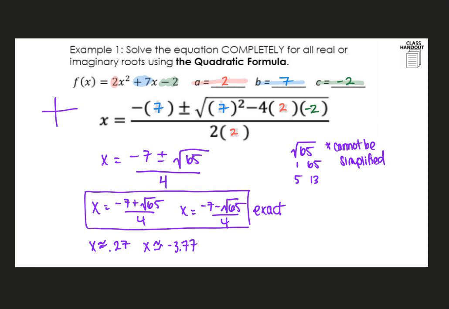So now we can get a better idea that my x-intercepts are somewhere around here, and we can kind of see what our graph looks like. So these are my approximate answers.